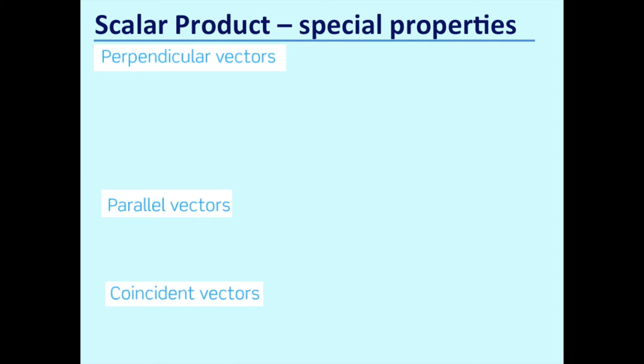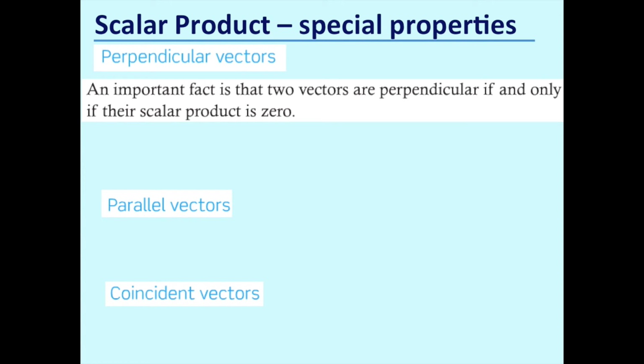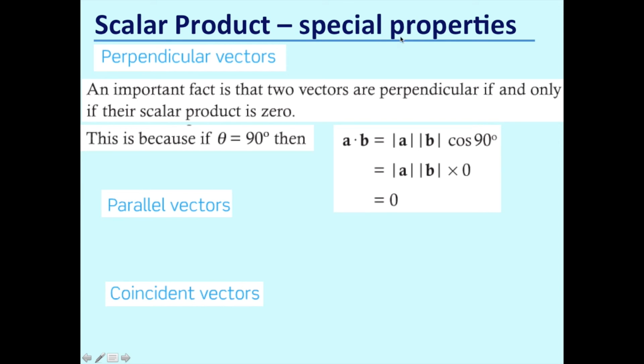There are some special properties of the scalar product that can be useful for us. First of all, in terms of perpendicular vectors. We know that the dot product equals the modulus of vector A multiplied by the modulus of vector B multiplied by cos theta. Now, if the two vectors are perpendicular, the angle between them will be 90, and hence the cosine of 90 will be 0. So the dot product will be 0. If we have two vectors where the dot product is 0, we can ascertain that those two vectors must be perpendicular. So two vectors are perpendicular if and only if the scalar product, or the dot product, is 0.